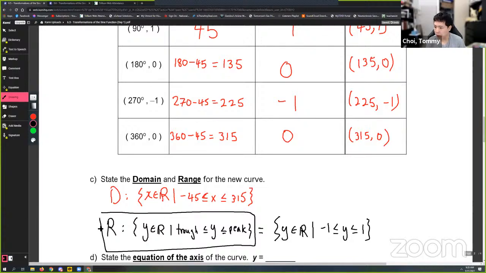So this is always going to be the range, right? Your trough and your peak. If I can identify the highest point and the lowest point, that's essentially your range. Okay, max and min, or min and max.